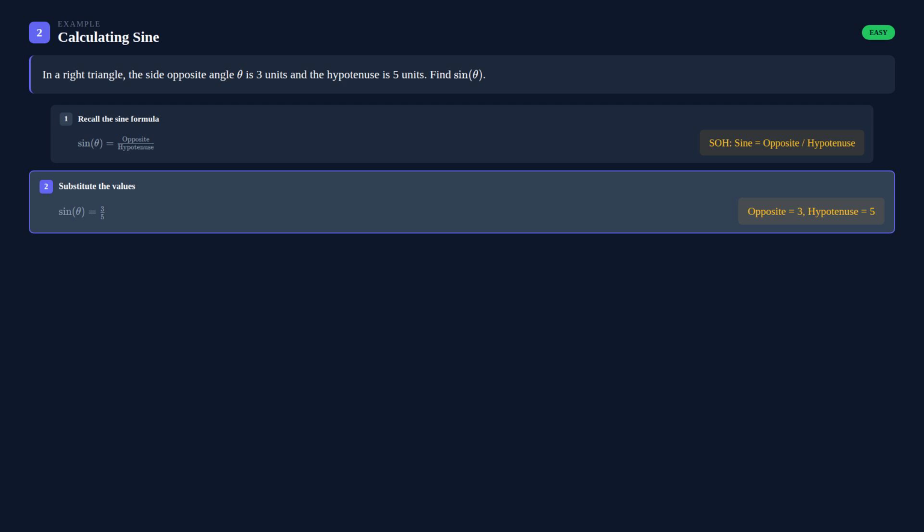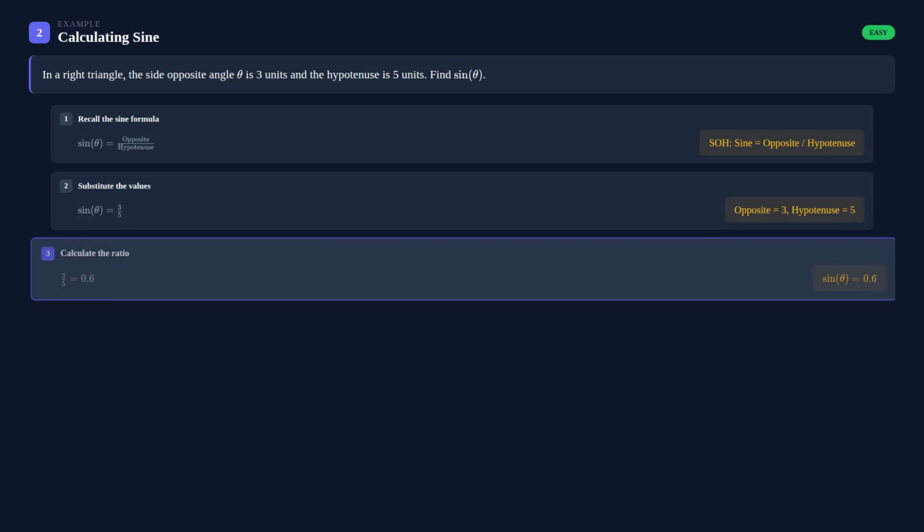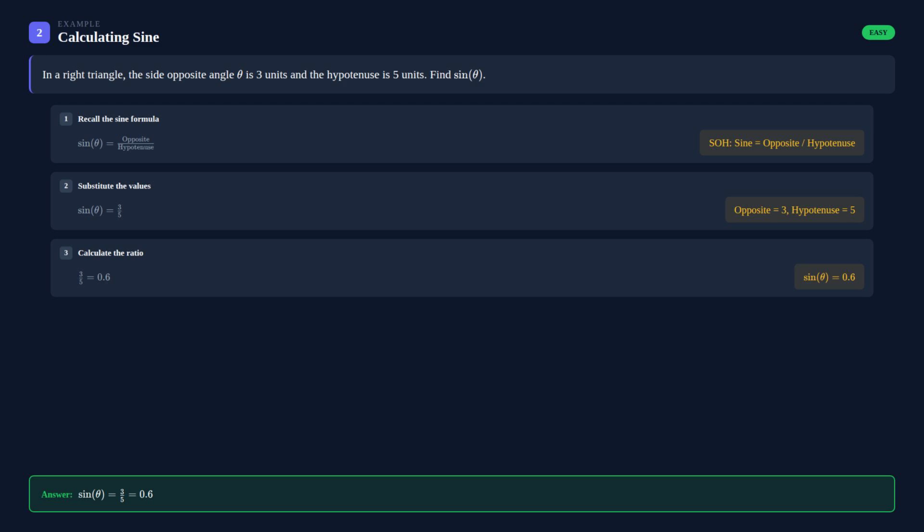Step 2. Substitute the values. Sine of theta equals 3/5. This gives us opposite equals 3, hypotenuse equals 5. Step 3. Calculate the ratio. 3/5 equals 0.6. This gives us sine of theta equals 0.6. The answer is sine of theta equals 3/5 equals 0.6.